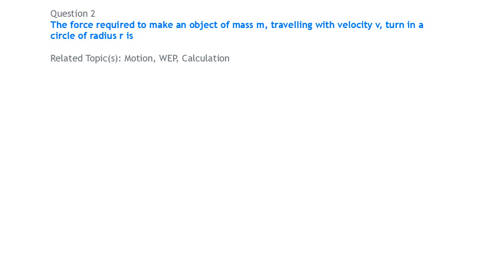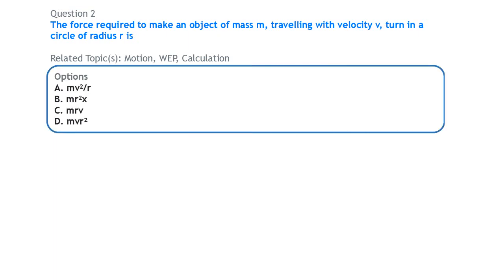The second question: the force required to make an object of mass m traveling with velocity v turn in a circle of radius r is: mv squared over r, mr squared, mrv, or mvr squared.